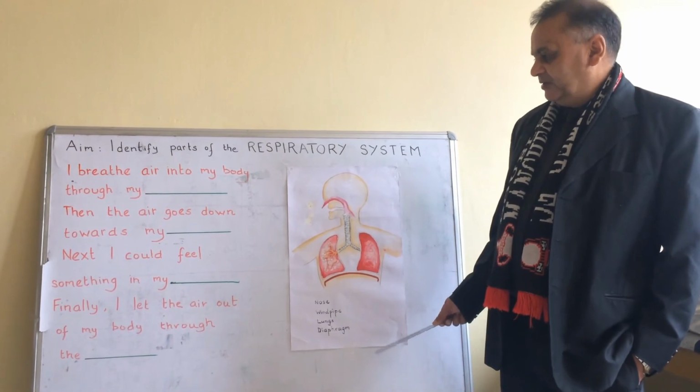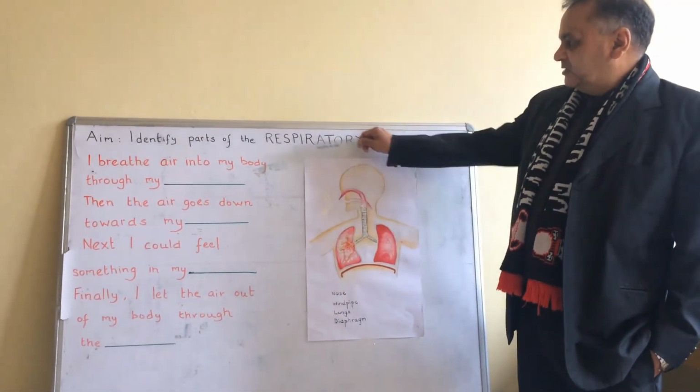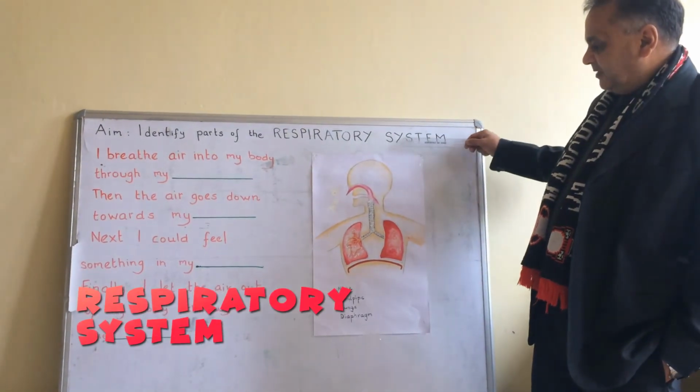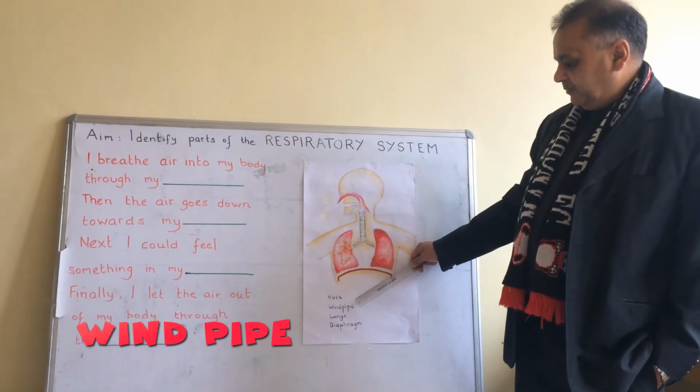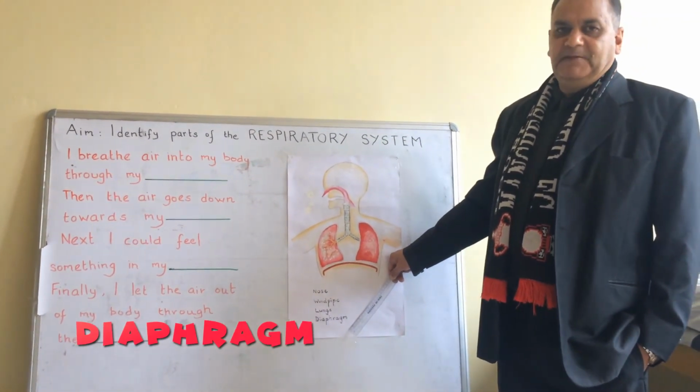Okay, so just for a recap, we look at the parts of the respiratory system: the nose, the windpipe, the lungs, and the diaphragm.